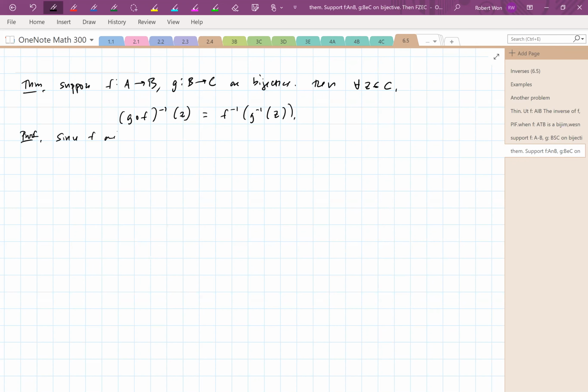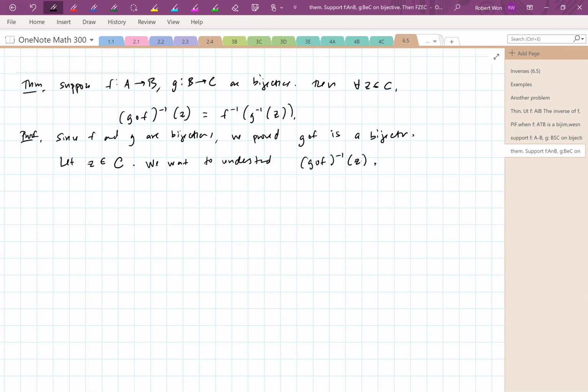Okay, so since f and g are bijections, we proved that g of f is a bijection, because the codomain of f is the same thing as the domain of g. Now let z be any element in C. We want to understand what the inverse of g of f does to z. Let's call g of f inverse applied to z, let's call it x. This is an element in A. What does this mean? This means exactly that if you apply g of f to x, you get z. That's how the inverse was essentially defined, right? If a function applied to x gives you z, then the inverse function applied to z gives you x.